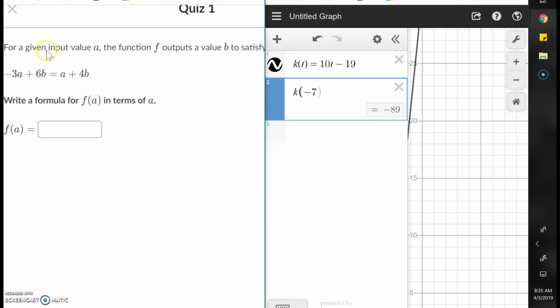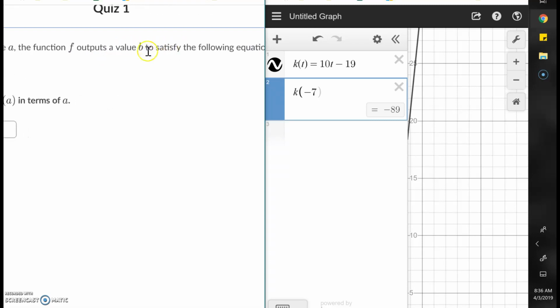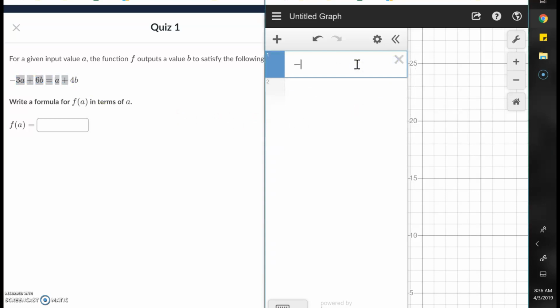Here it says for a given input A value, the function outputs a value B to satisfy the equation. So it's just saying A is the input, B is the output. Here it's saying solve for the output because f of A is B. So I want to solve this equation for B. Let's go ahead and do that. I'm just typing it in so we can see the steps.